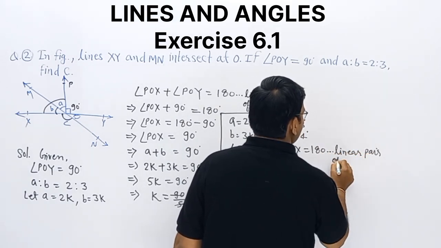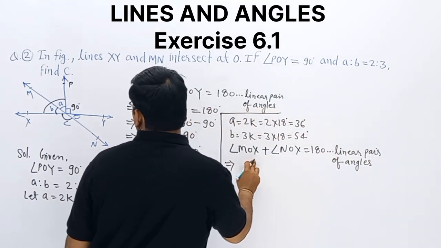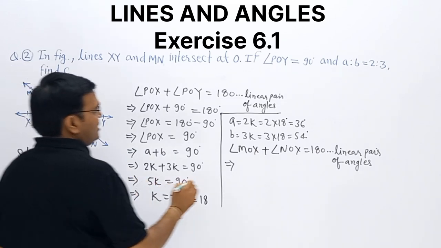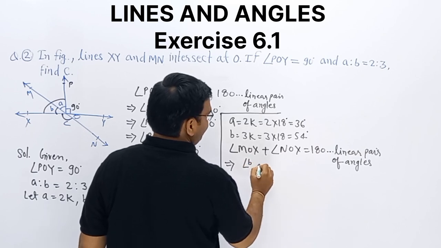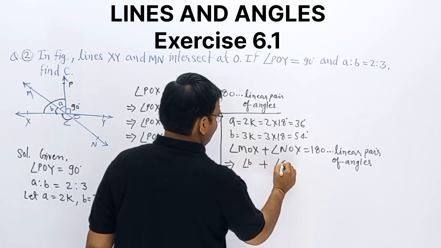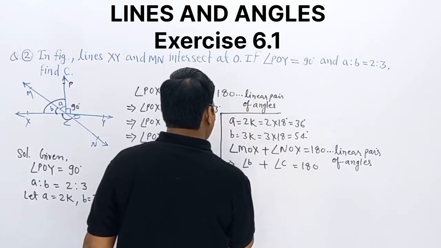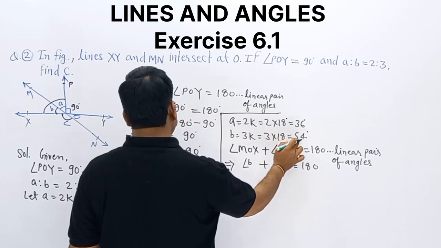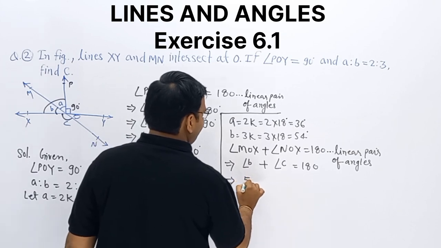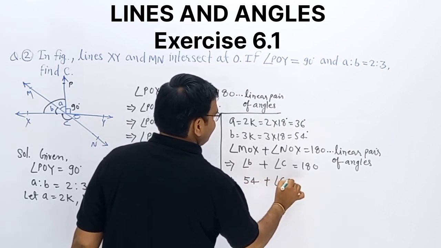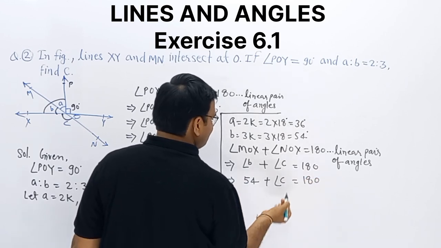Linear pair of angles. So finally we are putting MOX. MOX is angle B, plus this is angle C, equal to 180 degrees. Angle B value is this, 54. We are writing 54 there, plus angle C equal to 180 degrees. Solve this one for angle C.